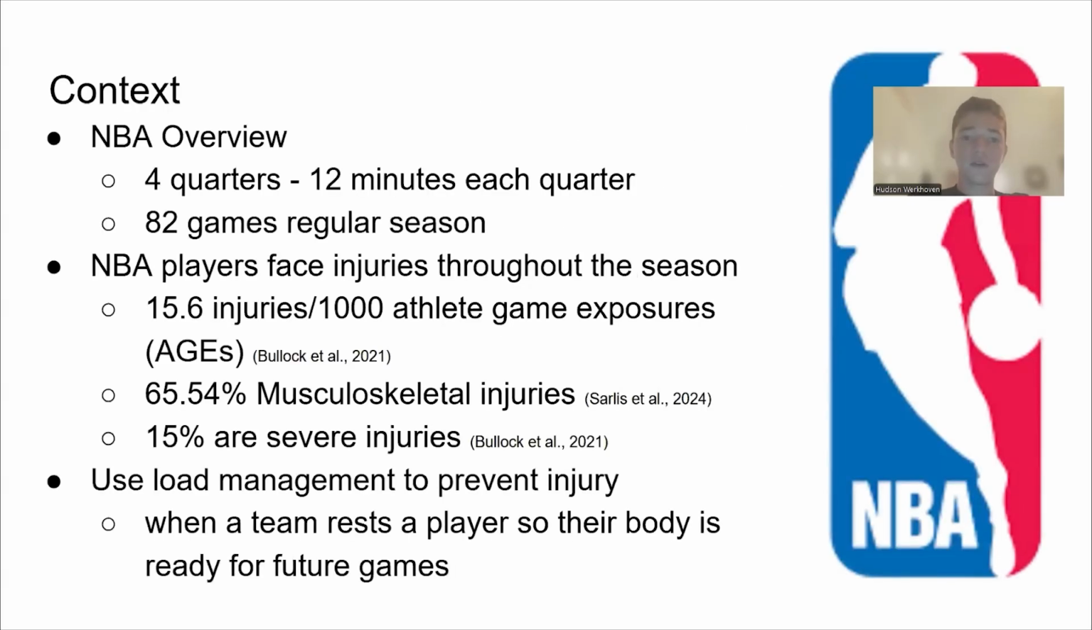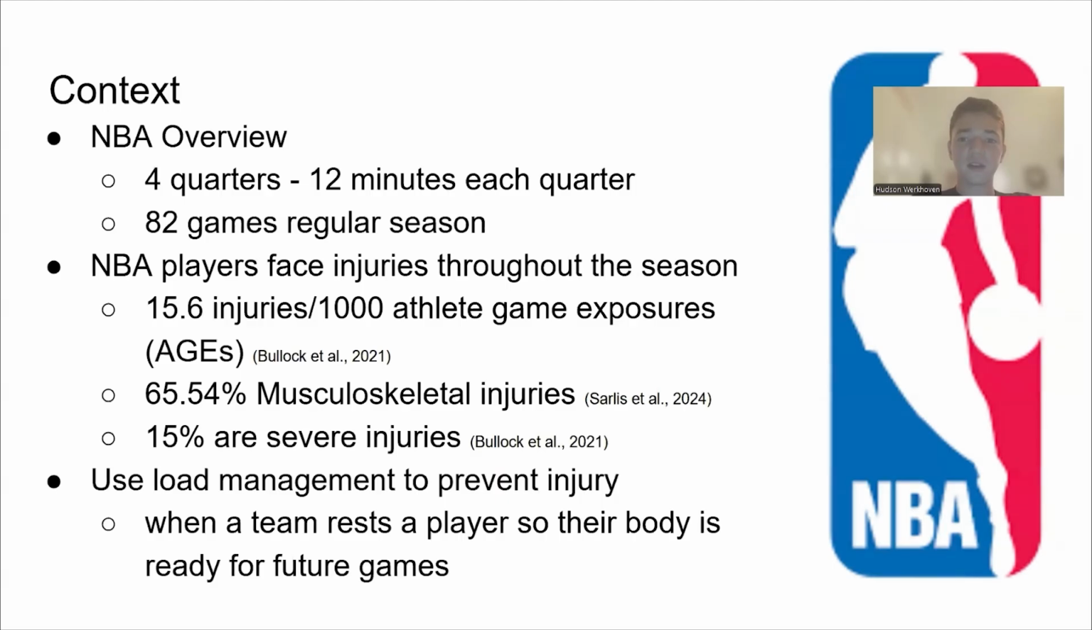Here's a quick overview of the NBA. In the NBA, there are four quarters with 12 minutes in each quarter. If the game is tied at the end, there is an additional 5 minutes of overtime. There are a total of 82 games throughout the regular season.